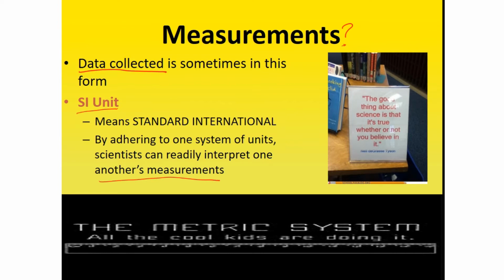These are called the SI units, or the Standard International units. By using the Standard International units, we adhere to one system of units. Like when we go to another country, the same meter is used, because we have a standard unit. We call this the metric system. What do you think the world would be without the standard units? It would be chaos.